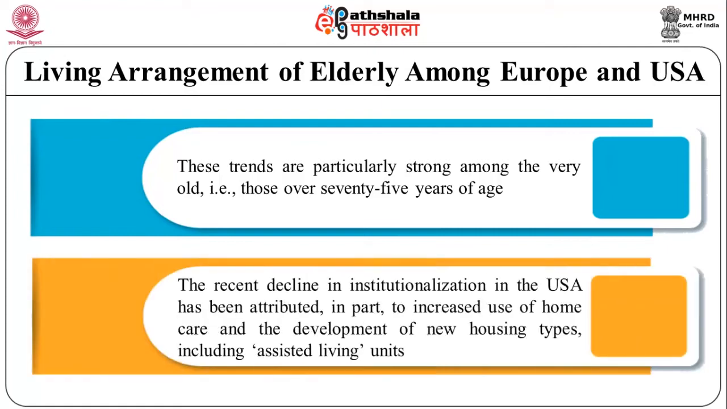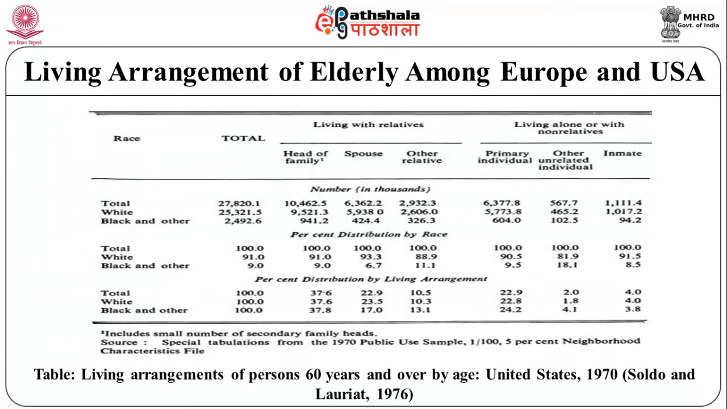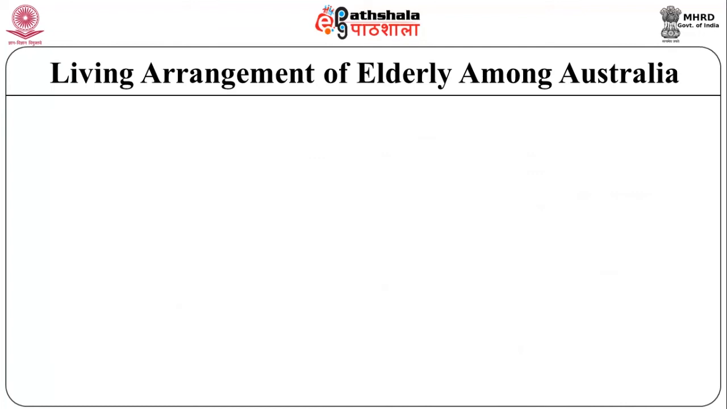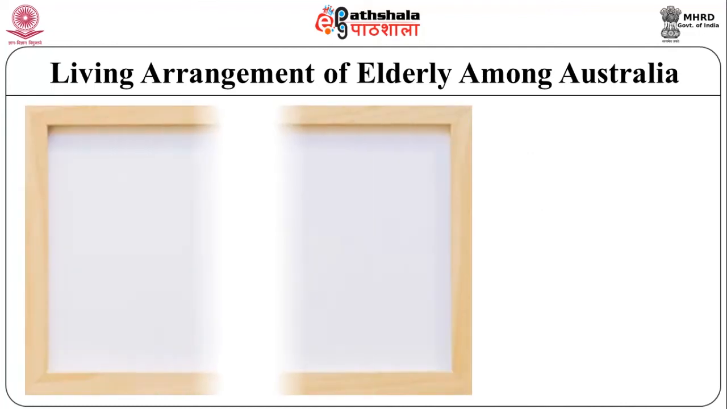The recent decline in institutionalization in the USA has been attributed in part to increased use of home care and the development of new housing types, including assisted living units. The present table shows the living arrangement of persons 60 years and over by age in the United States during the 1970s. Living arrangement of elderly among Australia.